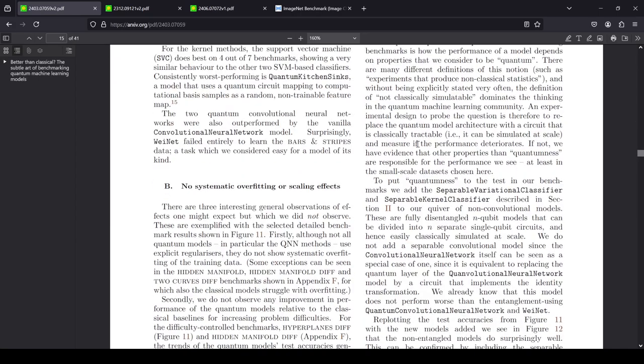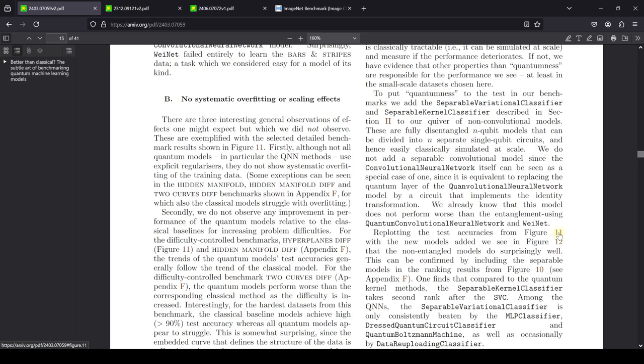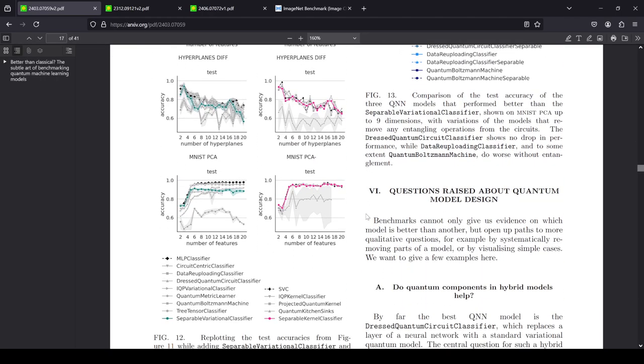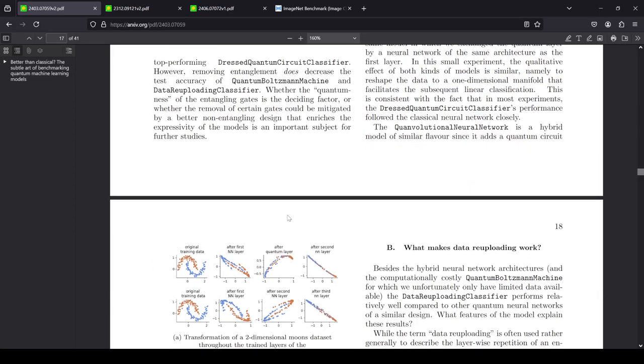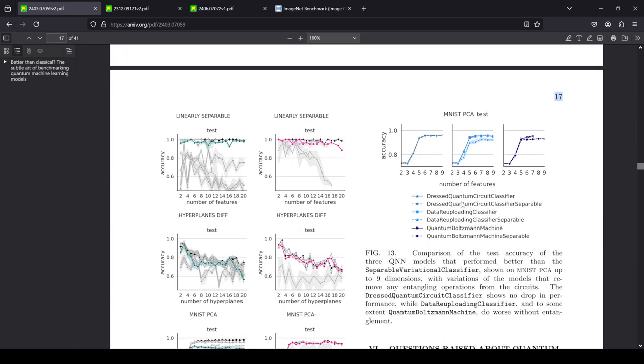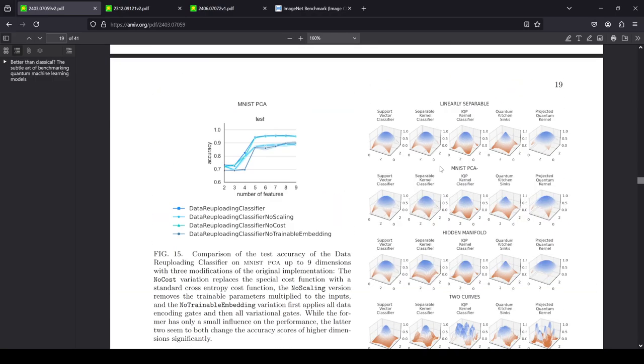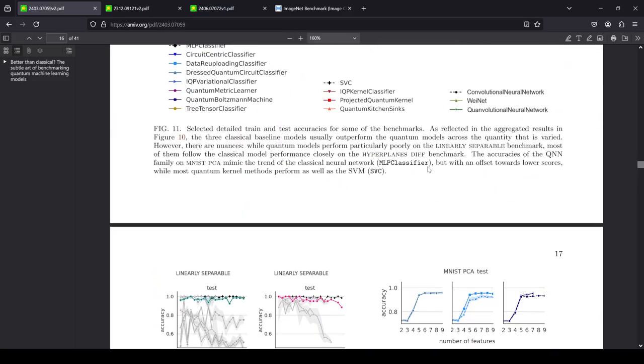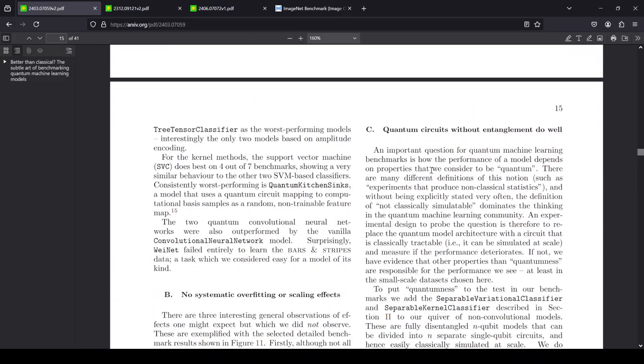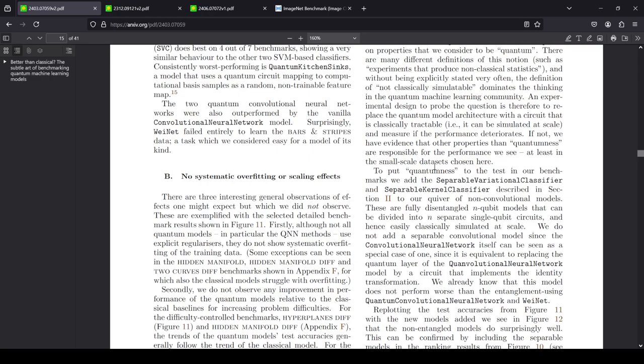And you see this here too in figure 13. Separable basically means no entanglement. And what we can see is that you don't really have much of a cost associated with removing the entanglement, sometimes not a cost at all. Like if you remove the entanglement from a normal quantum machine learning model or a quantum algorithm, like, okay, I'm going to do Shor's algorithm without any entanglement.